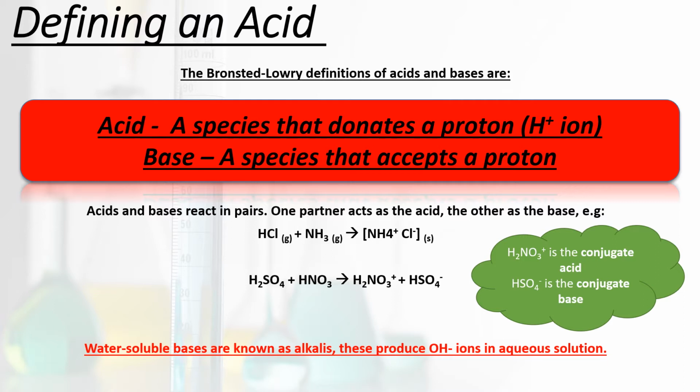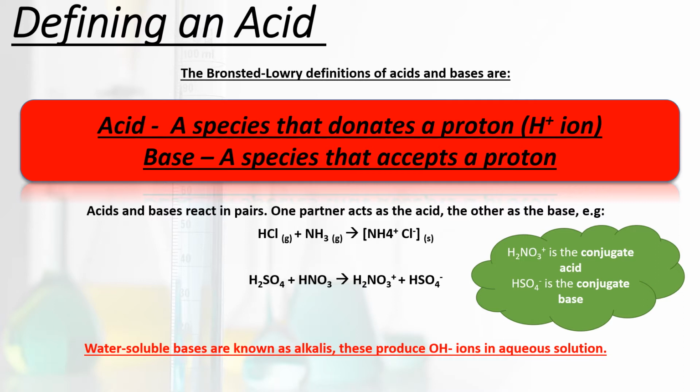And acids and bases must react in pairs. One partner acts as the acid, the other acts as the base. So for example, we could take HCl and react it with NH3. The HCl acts as the acid, donating its proton to the NH3, which acts as the base by accepting it. And this forms the NH4+ Cl-, ammonium chloride salt.